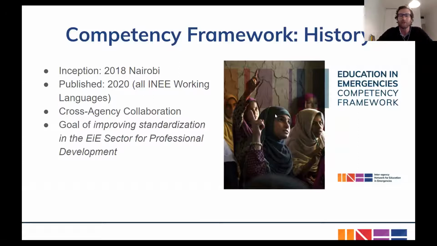So the Professional Development Competency Framework was originally launched in Nairobi in October 2018 by the Standards and Practice Working Group. So we worked on this for a couple of years, lots of feedback, improvements, design, translation, and we officially launched in late 2020 in all 5 INEE working languages. So now as we look towards the future, we're really trying to think about how we operationalize the framework, how we ensure that it's being used, that we're improving it, and we're maintaining its relevance for the sector. So we really want this to be a living, breathing document. Next slide, please.